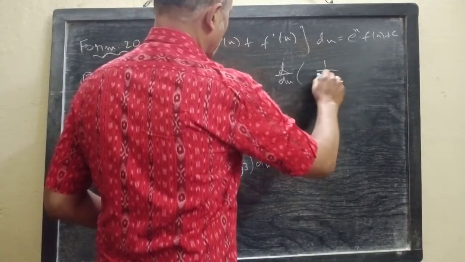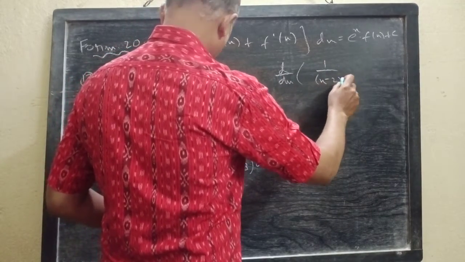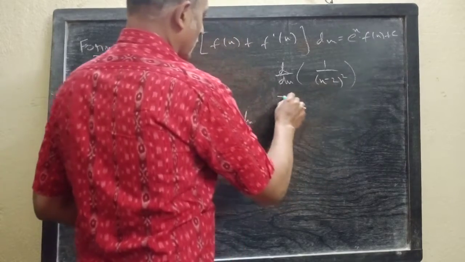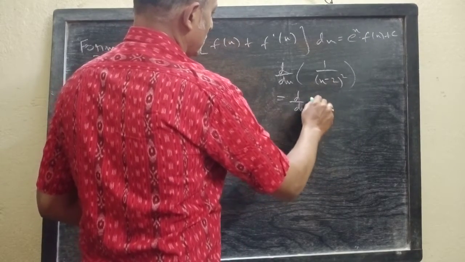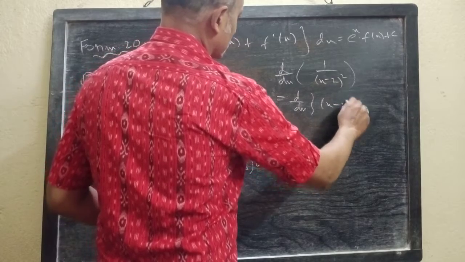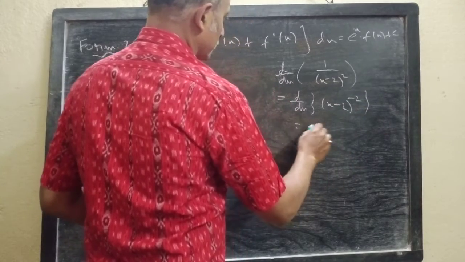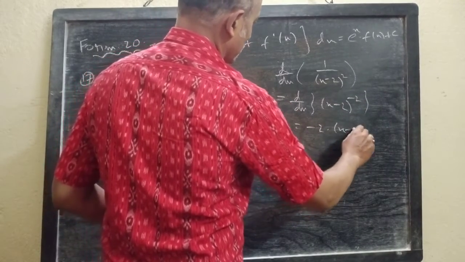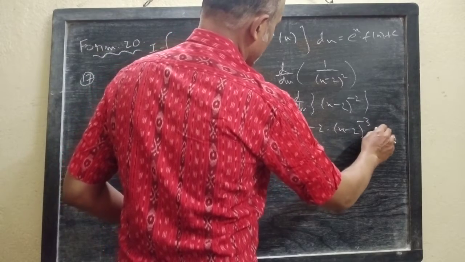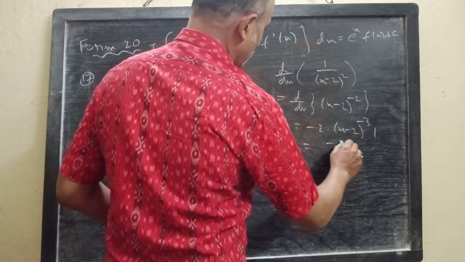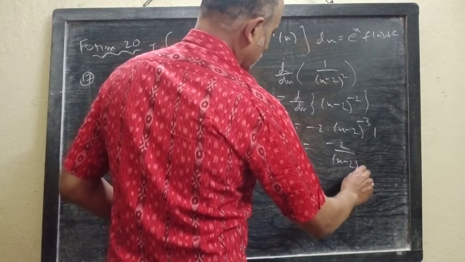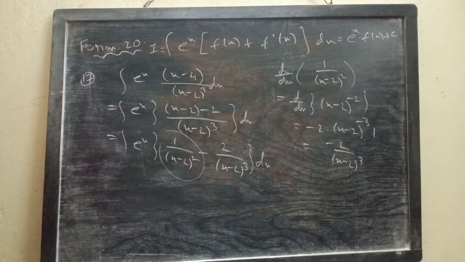d/dx of 1 by (x minus 2) whole square, that is d/dx of (x minus 2) to the power minus 2. So this will be minus 2 (x minus 2) to the power minus 3 into 1. So finally you get minus 2 by (x minus 2) whole cube. This is your f dash x.